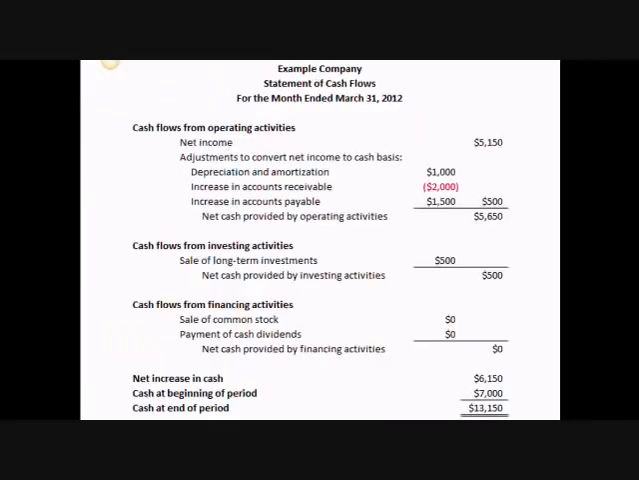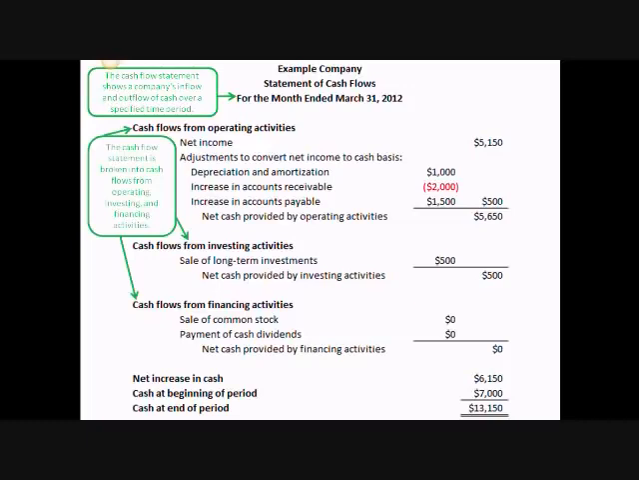The final financial statement that you'll need to learn is the statement of cash flows. The statement of cash flows is vitally important, as many small businesses failed not because of profitability issues, but because of cash flow issues. The statement of cash flows shows a company's inflow and outflow of cash over a specified period of time. The cash flow statement is broken into cash flows from operating activities, cash flows from investing activities, and cash flows from financing activities.